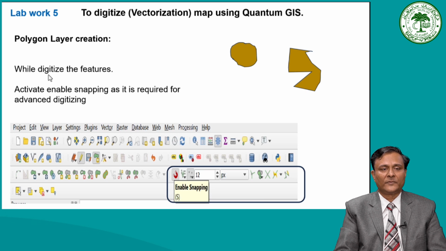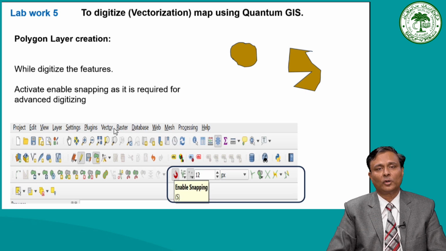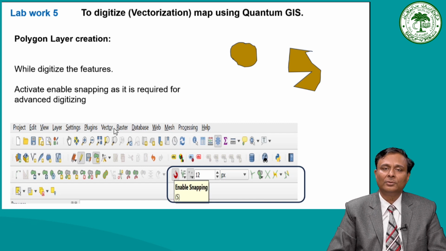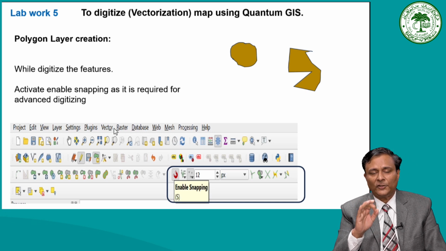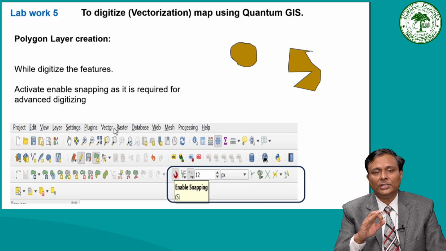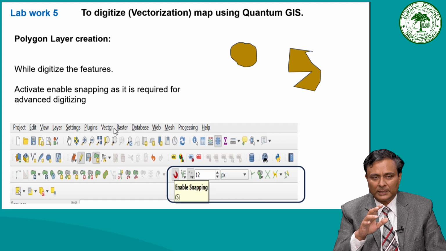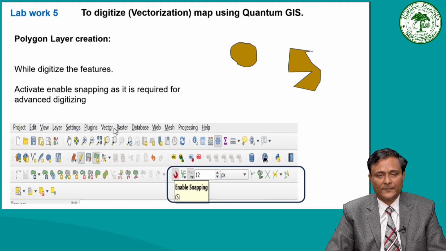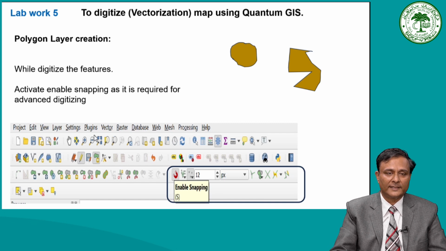So this you would digitize, and then there is one more finer point which I would mention, especially in the context of polygon layer creation. In line layer creation also, I mentioned that you need to specify the tolerance limit. Here also you need to not only specify the tolerance limit, but also activate the enable snapping toolbar. This tool is very important while you are digitizing a polygon. You can see it looks like a magnet.